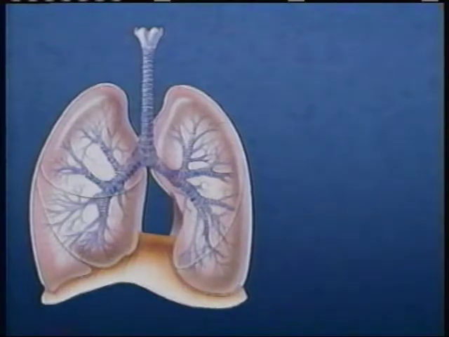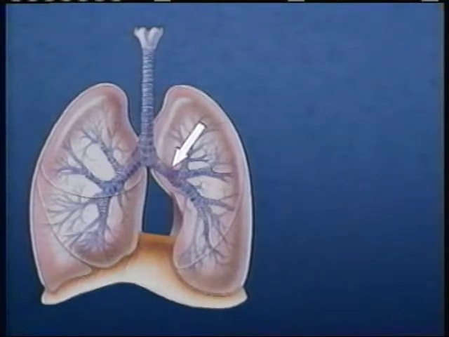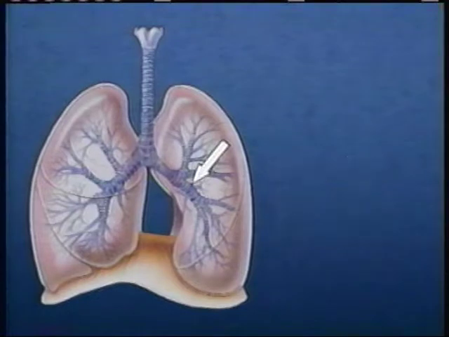As we reviewed on our specimen, the right and left primary bronchi, the first part of the bronchial tree, are formed when the trachea divides. The primary bronchi continue to divide to form the secondary or lobar bronchi. Each secondary bronchus supplies a lobe of the lung, 3 on the right and 2 on the left.